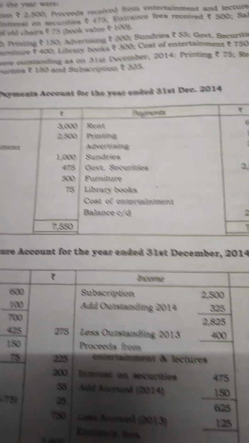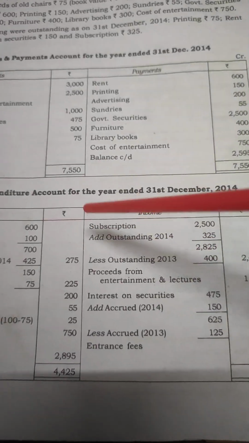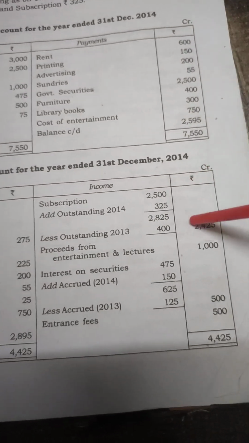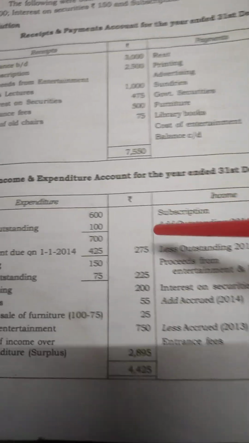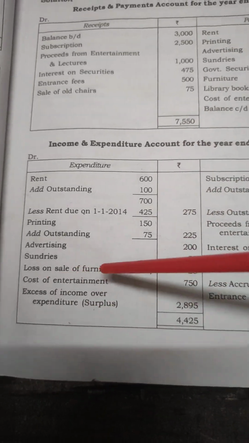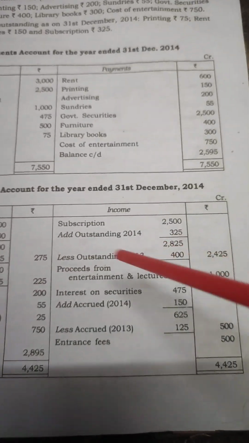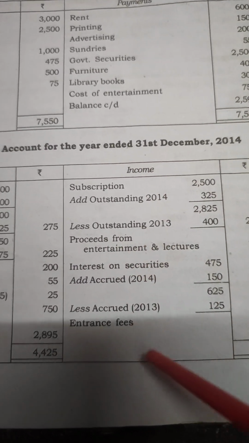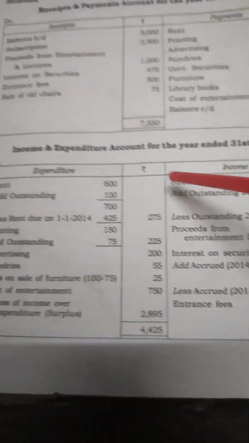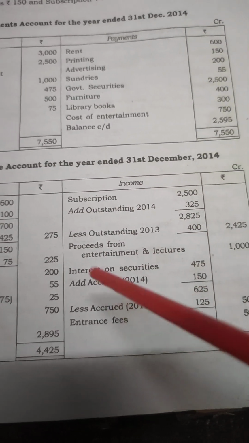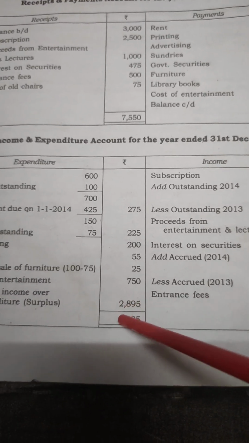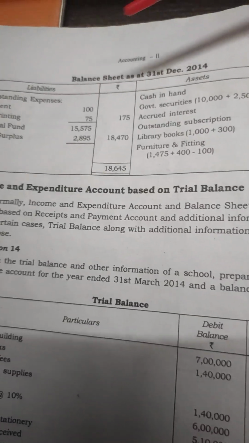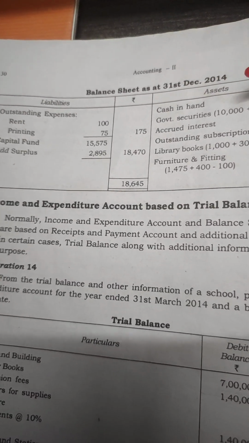So by balancing it, by totaling both sides, we have found the credit side is more. Credit side minus debit side gives the surplus amount. If the balancing amount is on the income side, that will be deficit. Here it is surplus, 2895. Then we have to prepare the balance sheet. Balance sheet as on 31st December 2014.